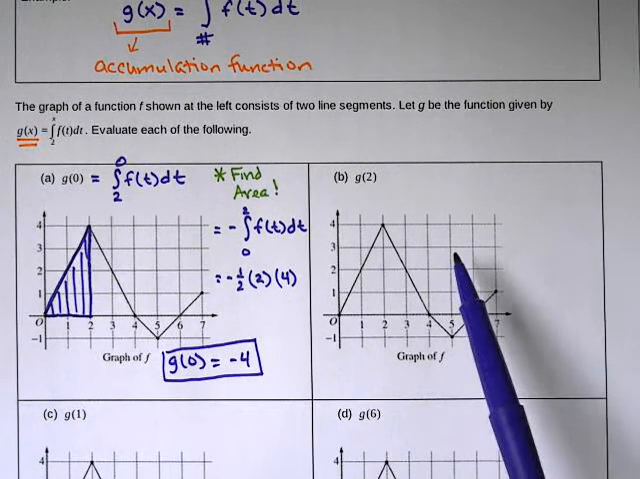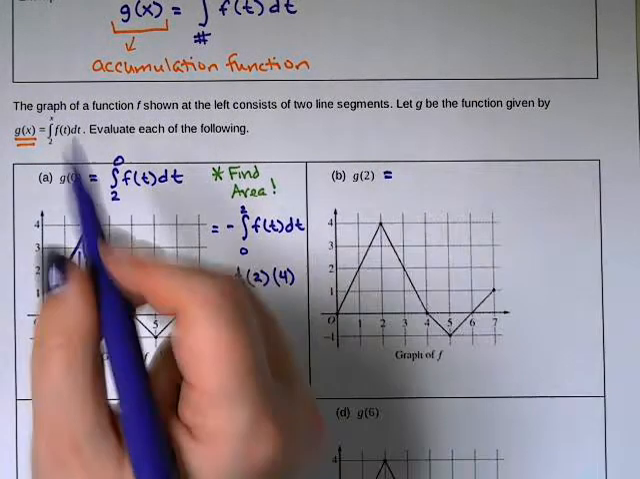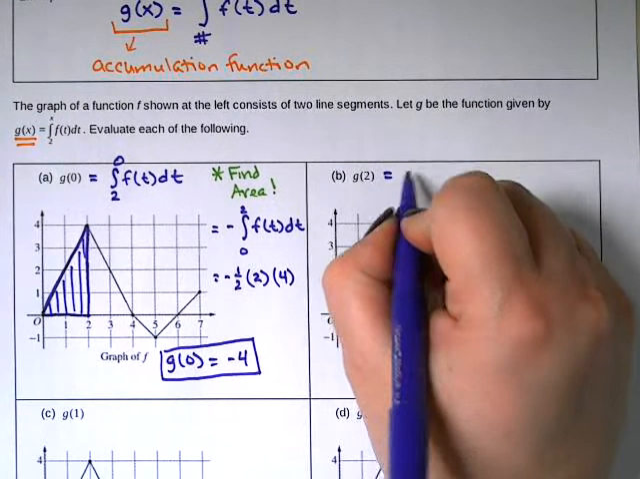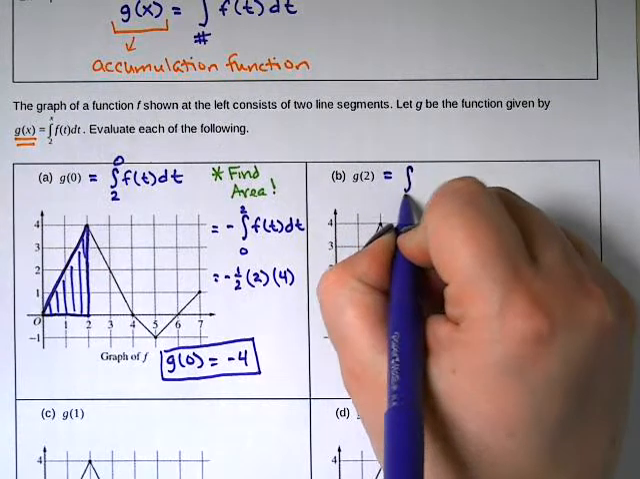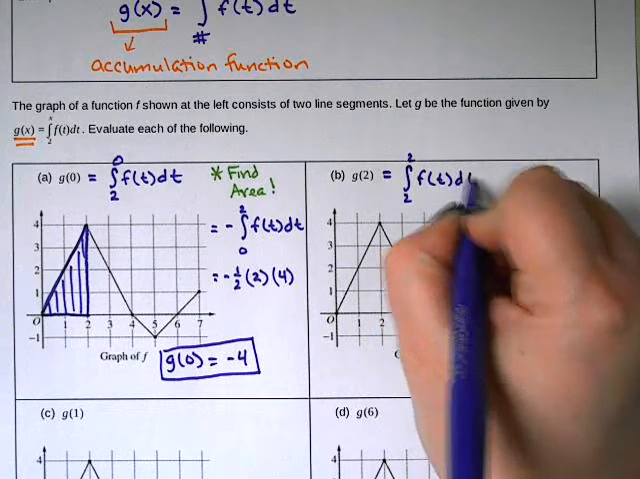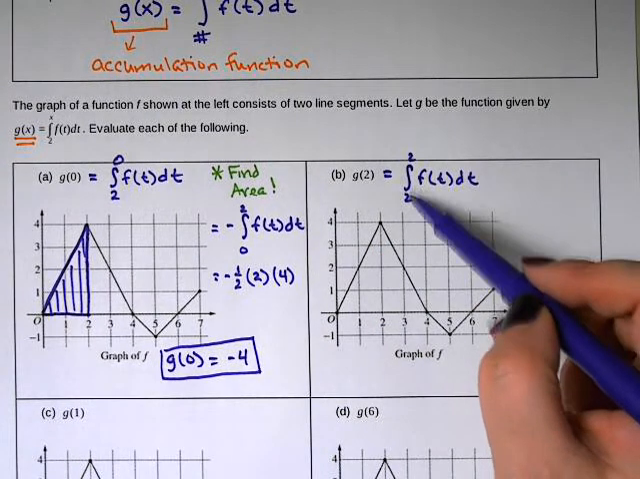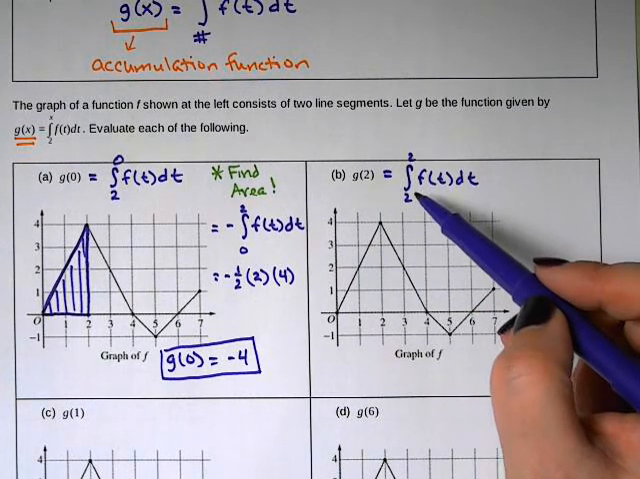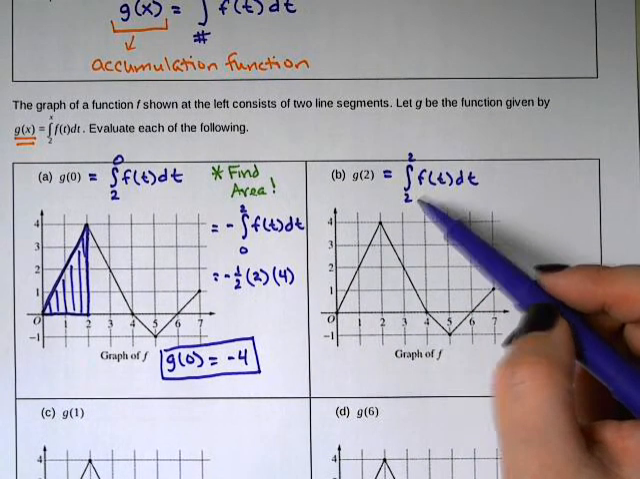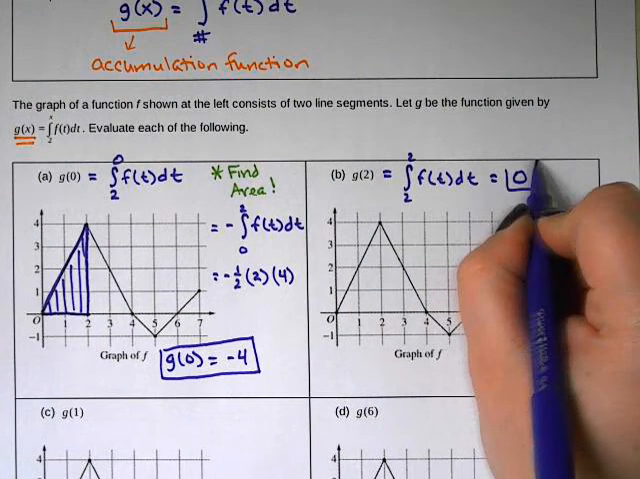Let's take a look at part B. I want g of 2. Well, g is this accumulation function, so that means I want the integral from 2 to 2 of f of t dt. Hopefully you guys remember that's one of our properties, right? I can't find the area going from 2 to 2 because it means that there's no actual base for my shape there, which means this is actually just going to end up being 0.